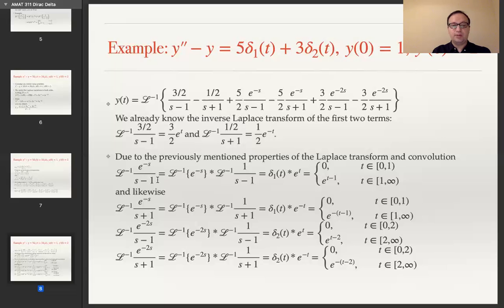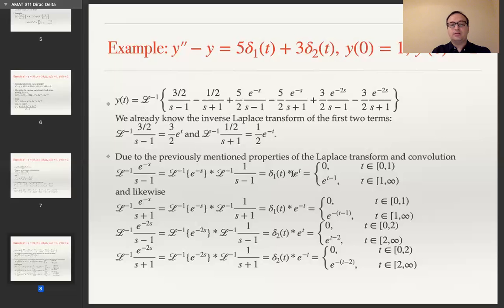So then, by the properties of the inverse Laplace transform, this is equal to the inverse Laplace transform of e to the minus s convolved with the inverse Laplace transform of 1 over s minus 1. The inverse Laplace transform of e to the minus s is the Dirac delta supported at 1. And the inverse Laplace transform of 1 over s minus 1 is e to the t. So their convolution is e to the t translated to the right by 1.